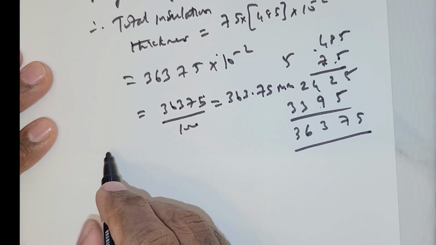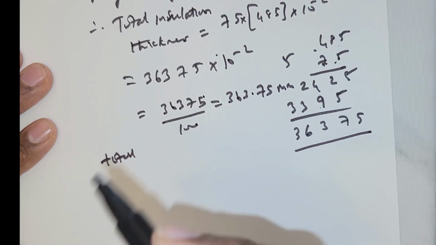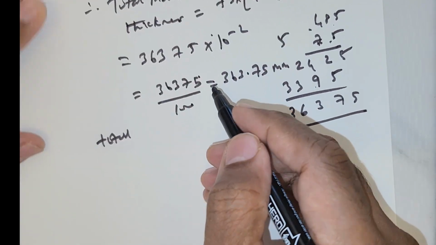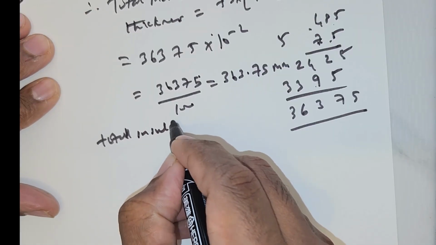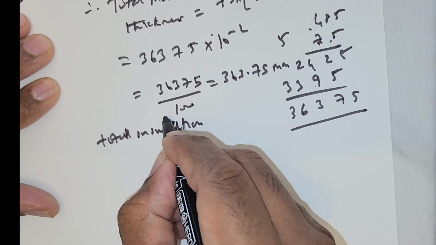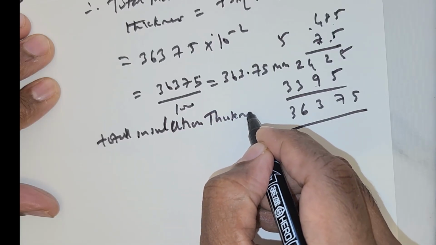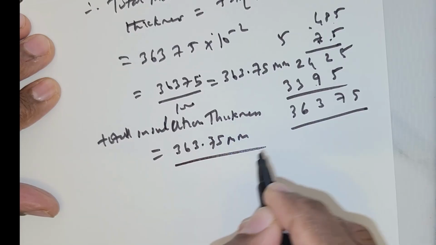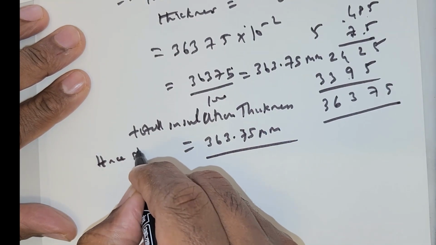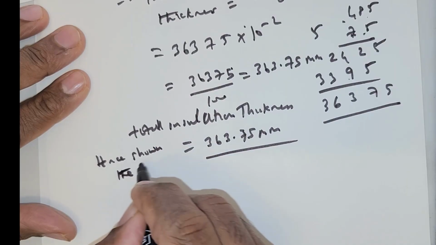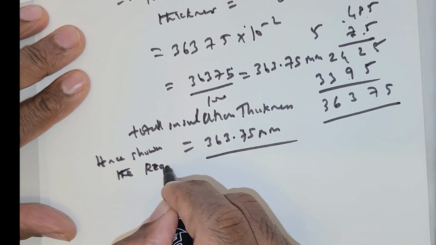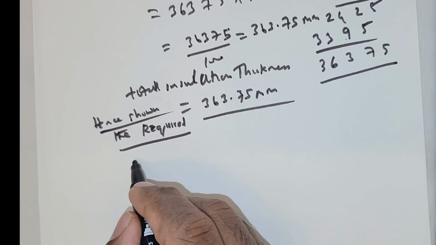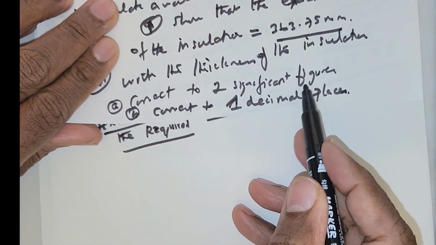Okay, so what they are asking us to show is that the total insulation thickness is 363.75 mm, right? Hence shown, as required. Okay, now the next question is, you see the next question, correct to two significant figures.